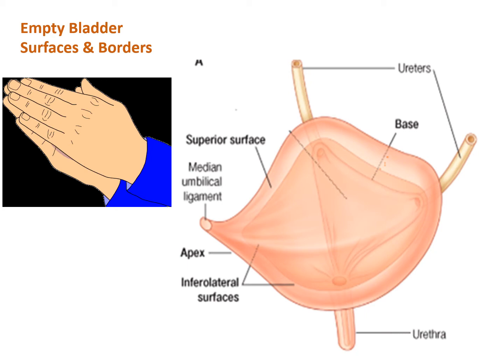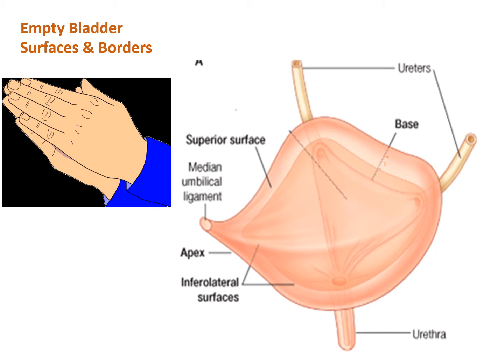Now when you are looking at this, let's start with the surfaces. The tips of your index fingers are the apex of the urinary bladder. Right opposite the apex is going to be the base. So where your wrists are, the surface of your hands in between your wrists, which is facing towards your chest, is the base of the urinary bladder. The surface where you can see the thumbs is the superior surface, and the dorsum of both your hands forms the inferior lateral surfaces. So we have an apex, a base, a superior surface, and the inferior lateral surfaces.